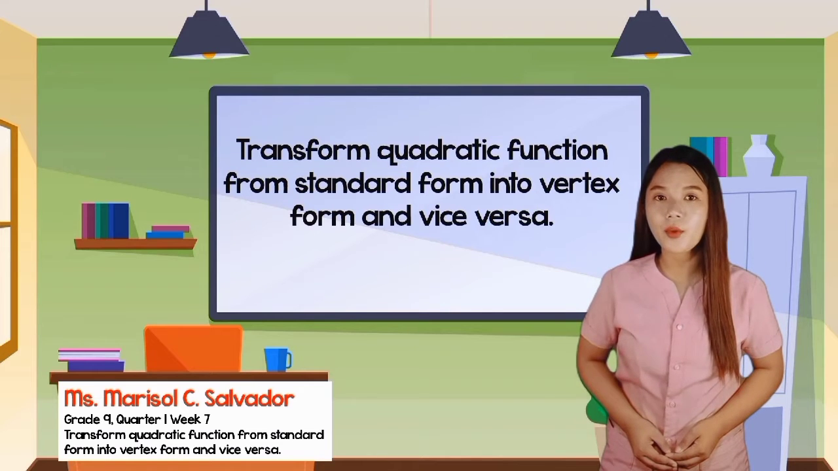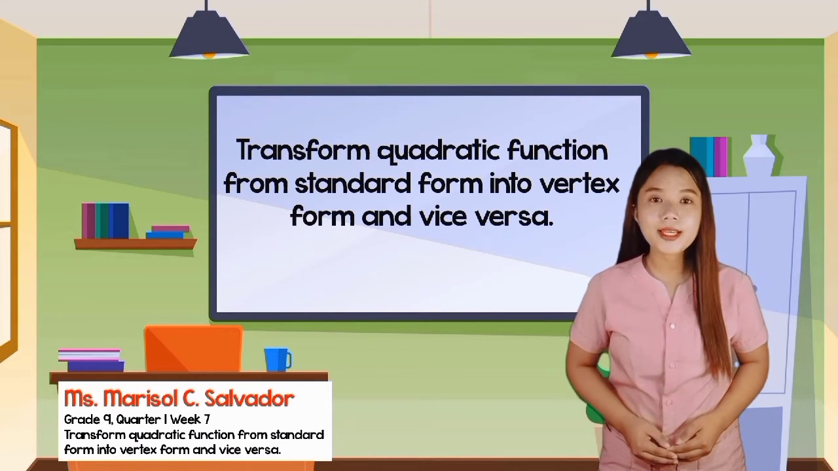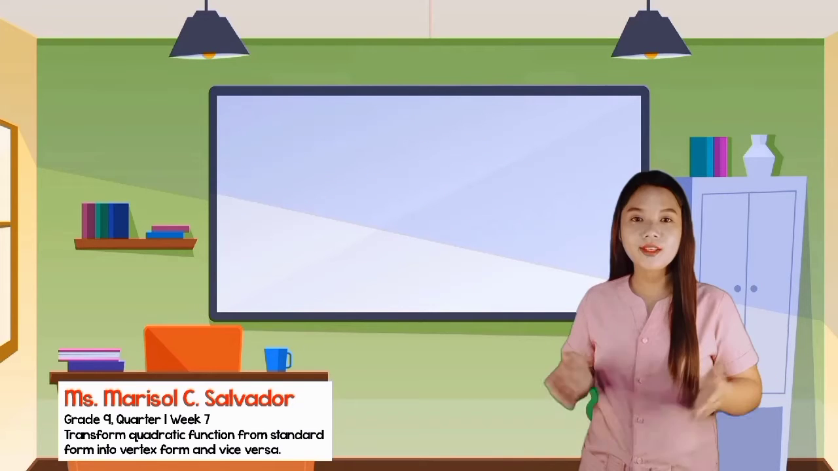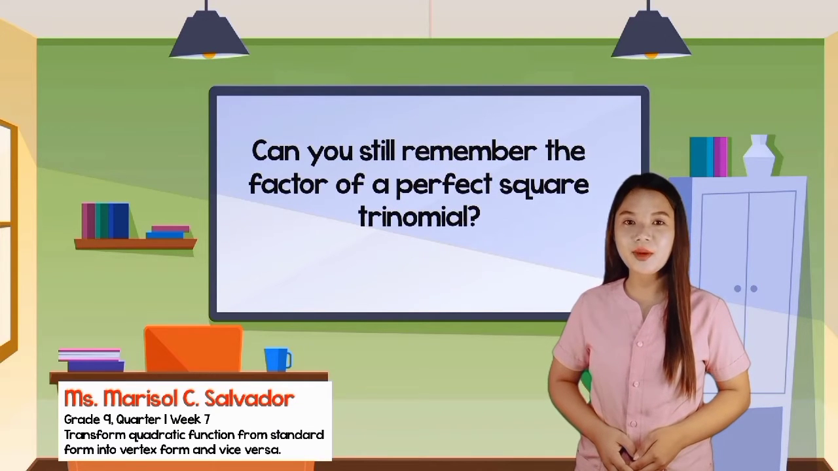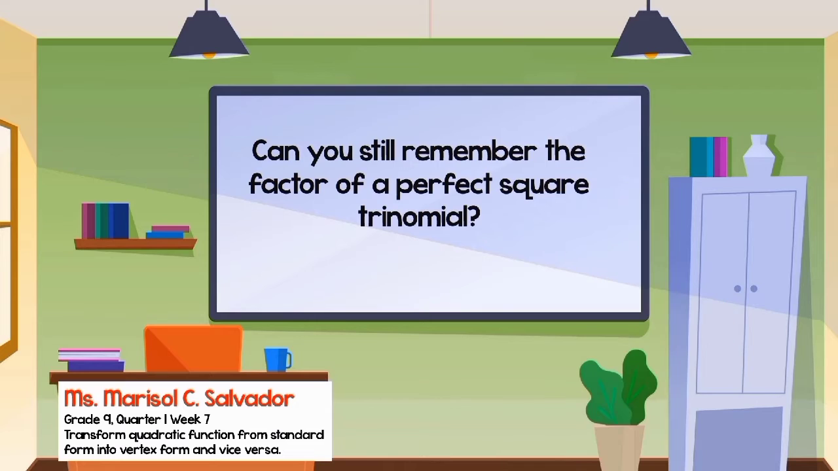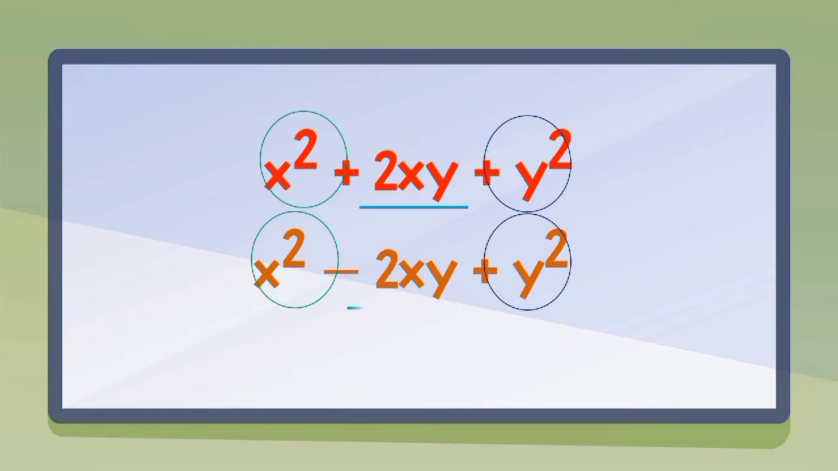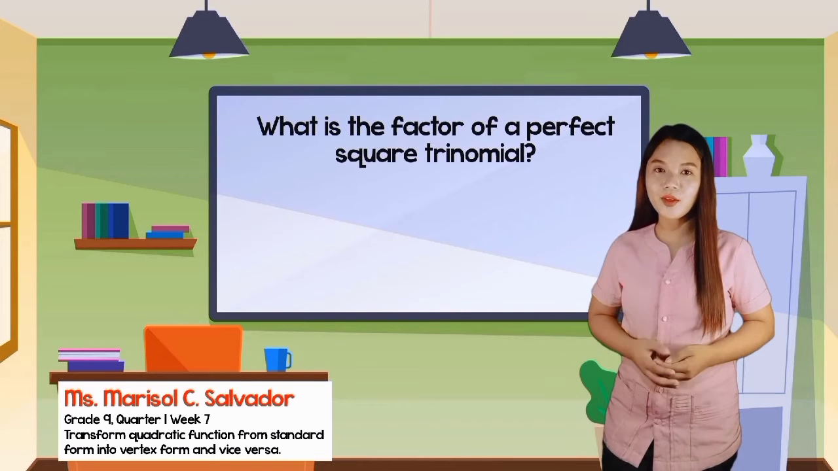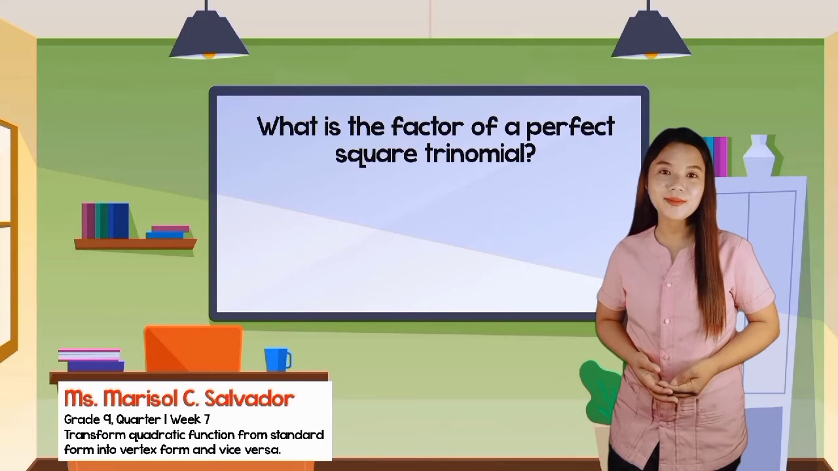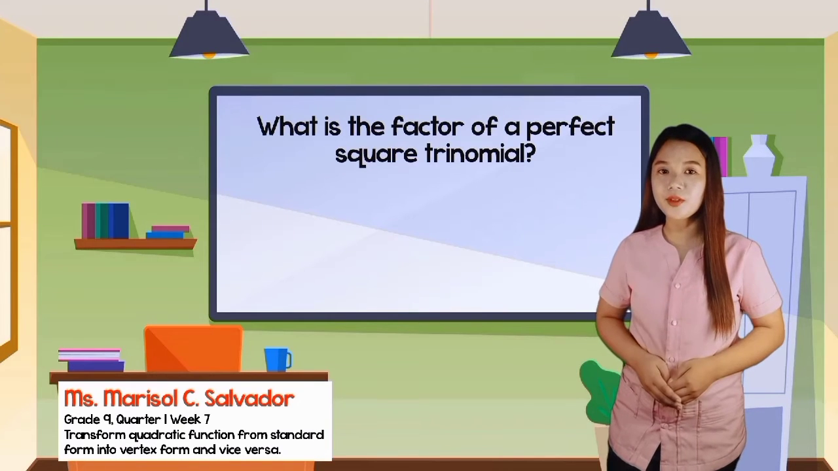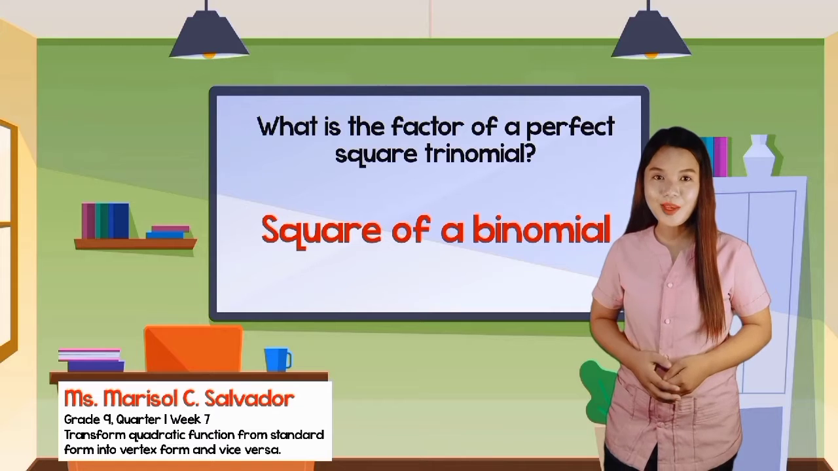But first, let us have a quick review of your factoring pattern, especially in a perfect square trinomial. Can you still remember the factor of a perfect square trinomial? These are examples of a perfect square trinomial. Notice that the first and the last terms are perfect squares. The middle term is plus or minus twice the product of the square roots of the first and the last term. What is the factor of a perfect square trinomial? The factor of a perfect square trinomial is a square of a binomial.